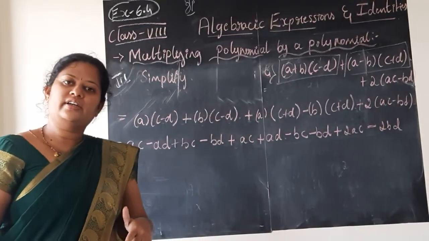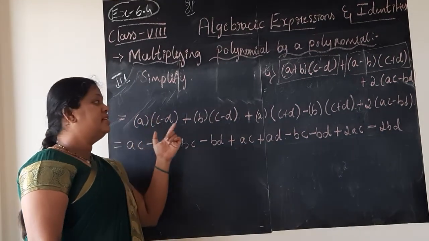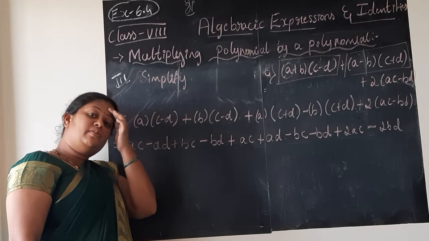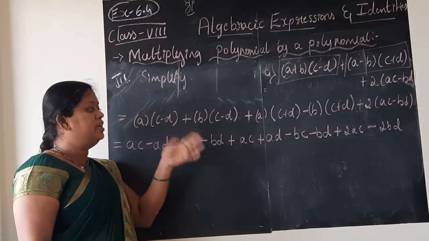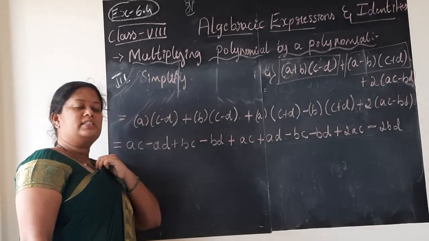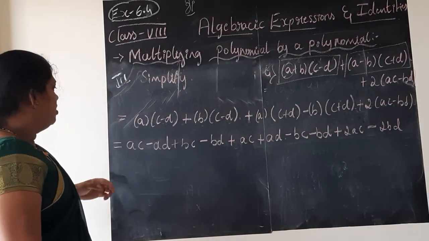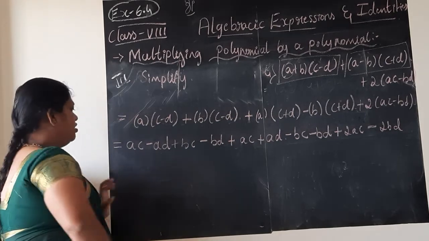Where you go wrong here is, children, by multiplying this sign. So many plus and minus signs we have. Individually when you are multiplying the terms, please be careful with the sign. Now, I will check whether I have repeated terms.